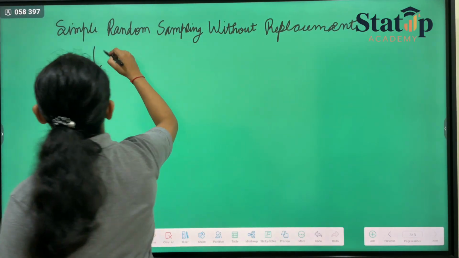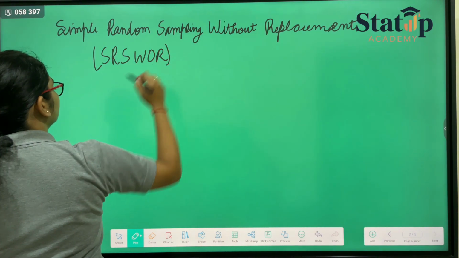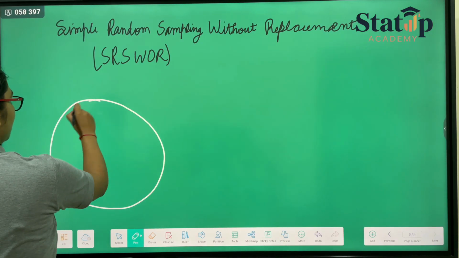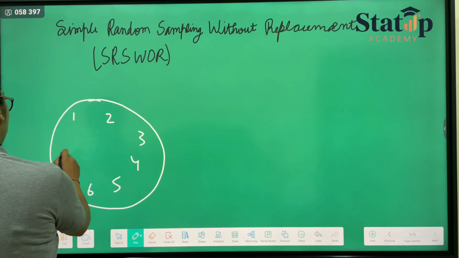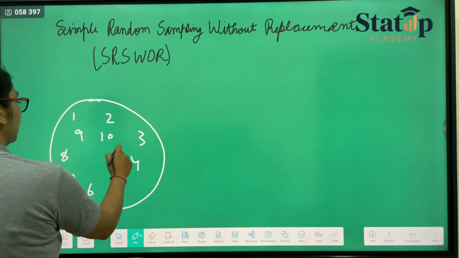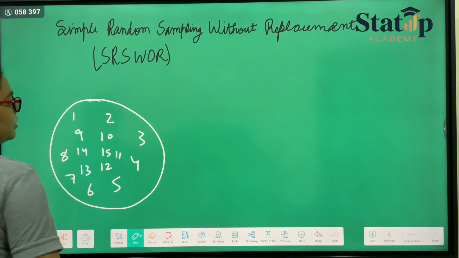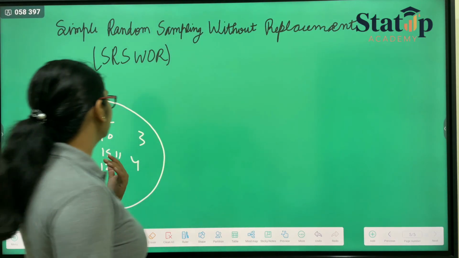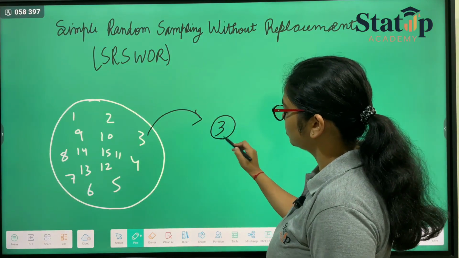Which is also known as SRSWOR. So again we take the population 1, 2, 3, 4, 5, 6, 7, 8, 9, 10, 11, 12, 13, 14, 15. This is the population, same class we have taken. So now we will take out a chit. Suppose that chit was 3.